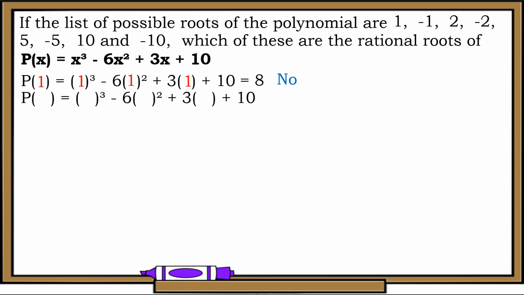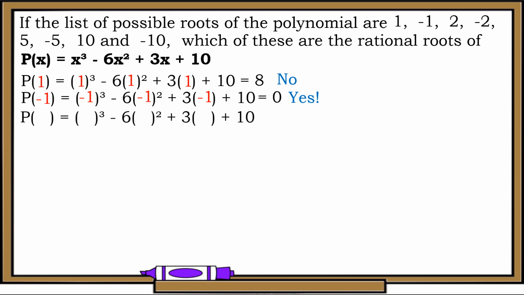How about negative 1? Let us try negative 1. Negative 1 cubed minus 6 times negative 1 squared. So, para makasunod kayo, you click your calculator para makuha nyo yung sagot. Then, 3 times negative 1 plus 10. The answer is 0. If the answer is 0, yes, this is one of the roots of the polynomial. So, meron na tayo. Isa, yung negative 1.